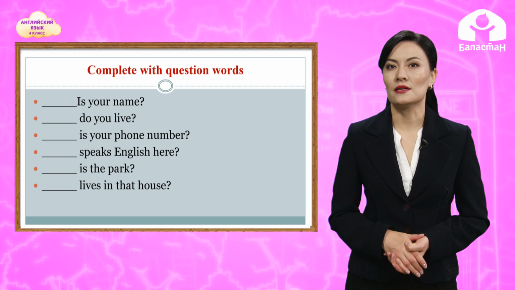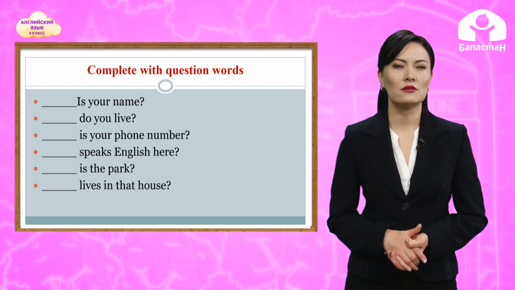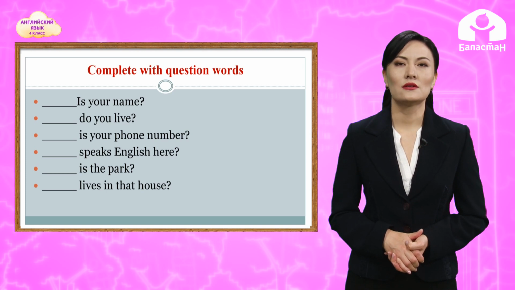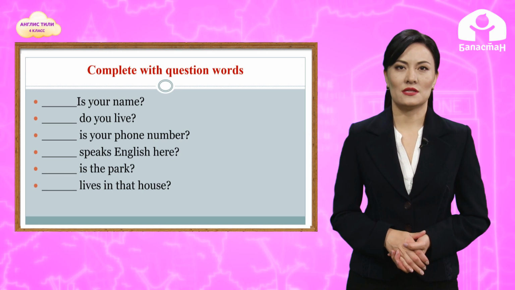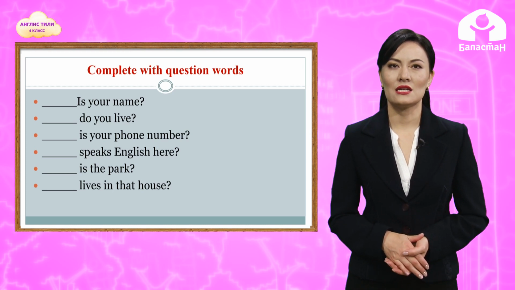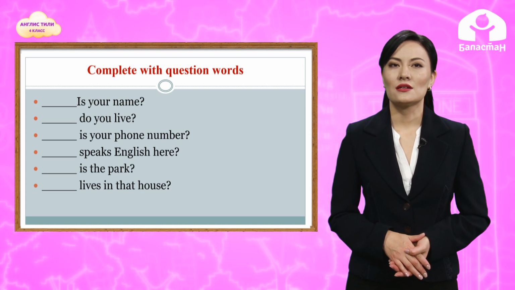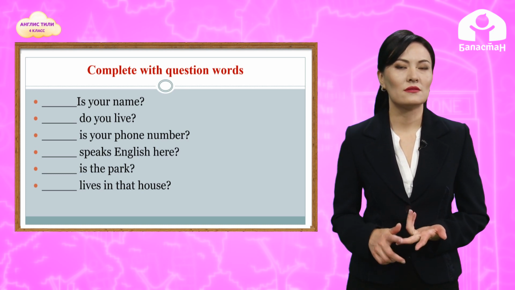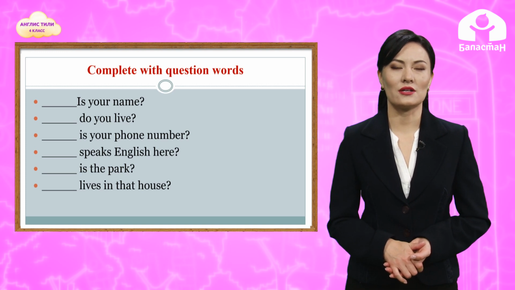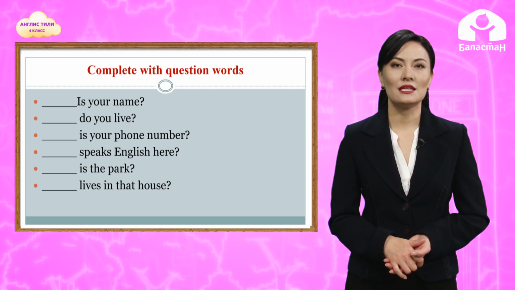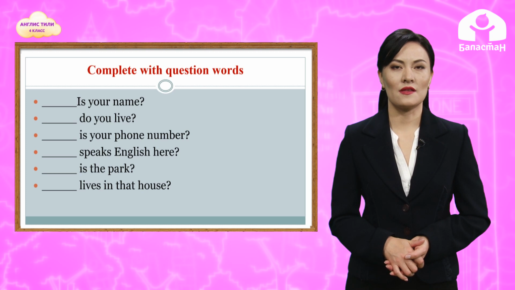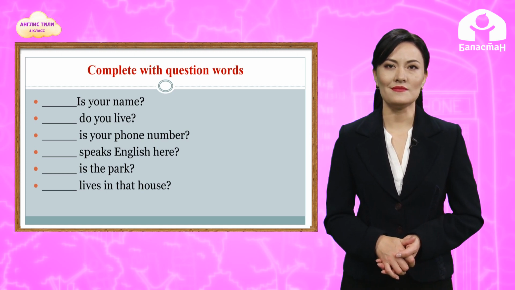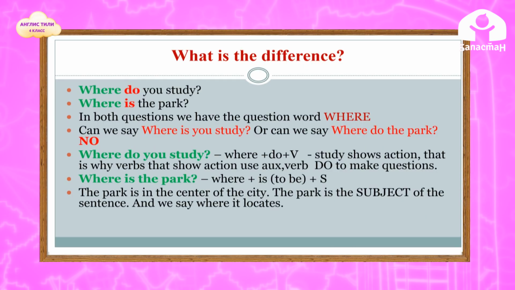Number 3. What is your phone number? Okay, you choose the word what. Next. Who speaks English here? Next. Where is the park? Good, you choose where. And the last one. Who lives in that house? You choose who. Good job, children.